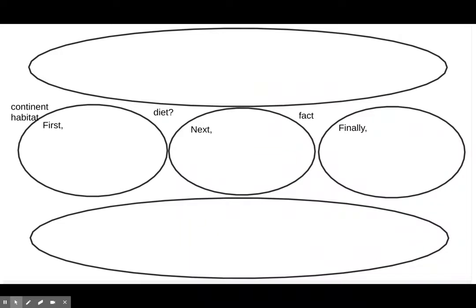Now, what I want you to do is get your blank piece of paper, pause this video, and draw this mind map. And remember what I said to you, make the circles big enough that you can put things in them so that you can take it and make a paper out of it. I always put my first, my next, my finally there right now.